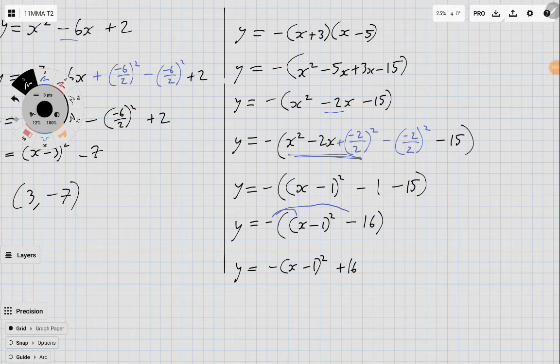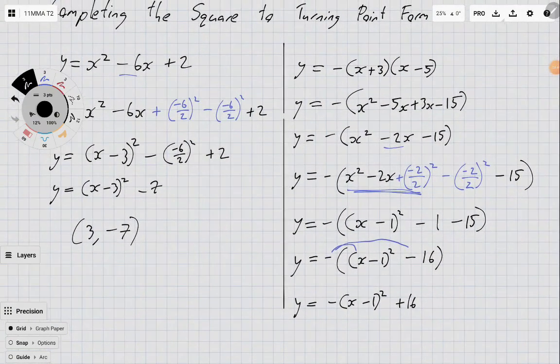And there is how to convert from root form into turning point form.